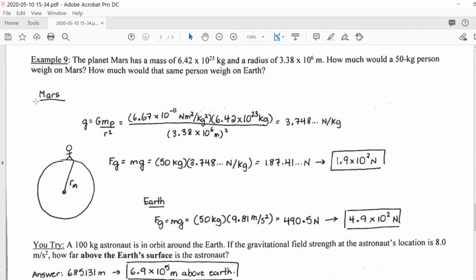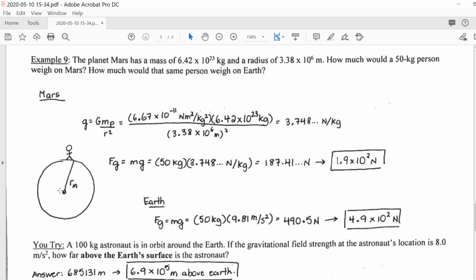So what I've decided to do is calculate the gravitational field strength, or the acceleration due to gravity, because it's the same thing, on Mars. And so I'm using the formula here. I've put in the mass of the planet. What can be kind of confusing for students is we're being given two masses here. We're being given the mass of Mars and the mass of the person. Here, remember, in little g equals big G mp over r squared, mp is the mass of the planet. So that's 6.42 times 10 to the 23.